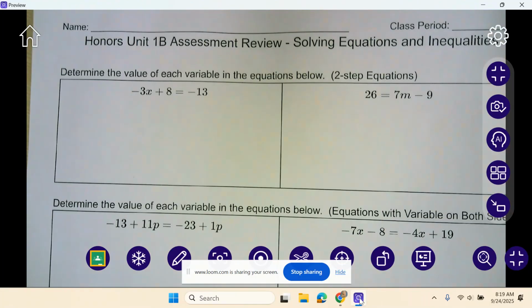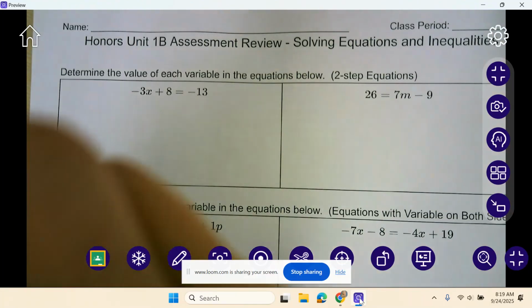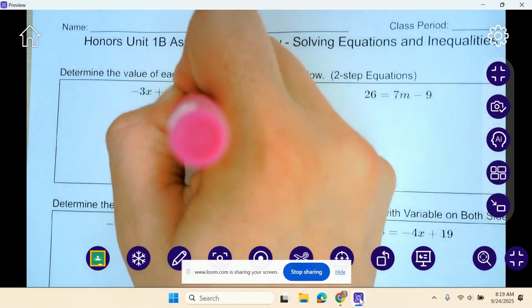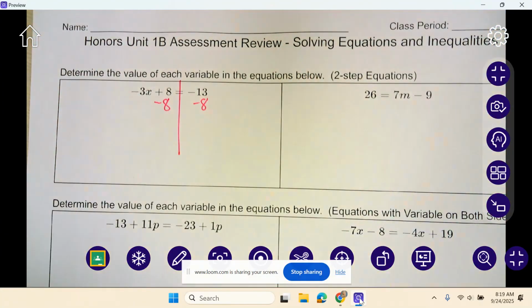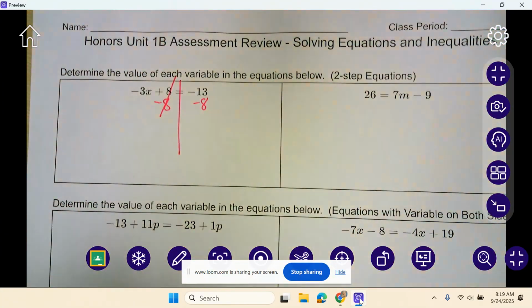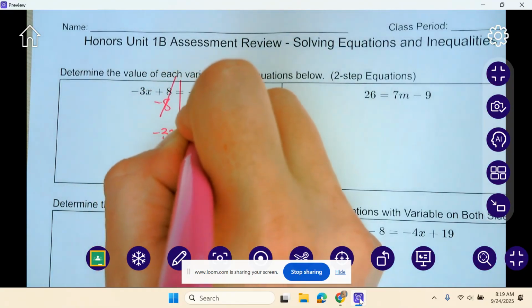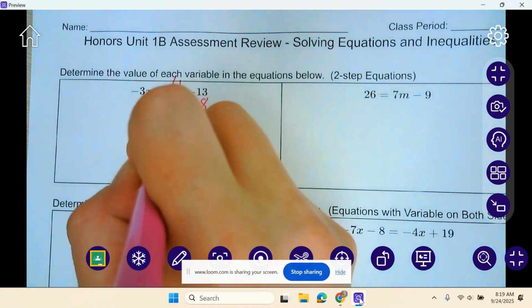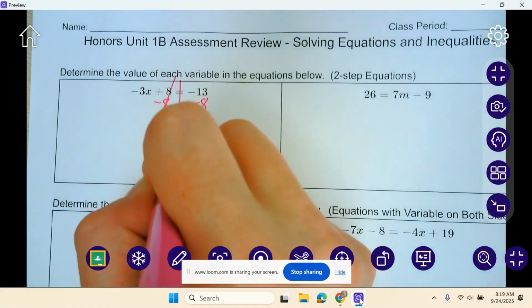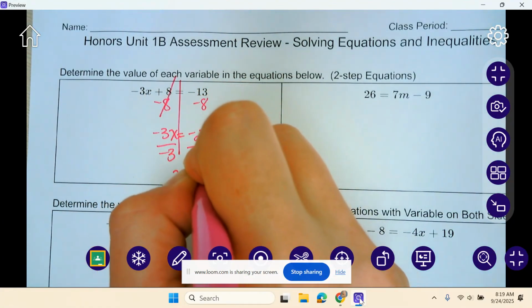So I'm going to subtract my constant because it's adding. If you want to draw a line down the middle, you can. Those cancel. So you get negative 3x equals negative 21. Next step, divide by negative 3. And then x is equal to a positive 7.